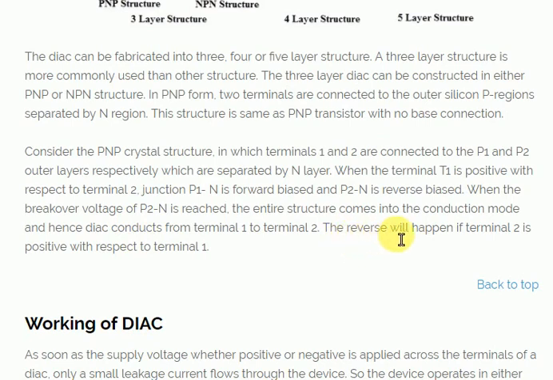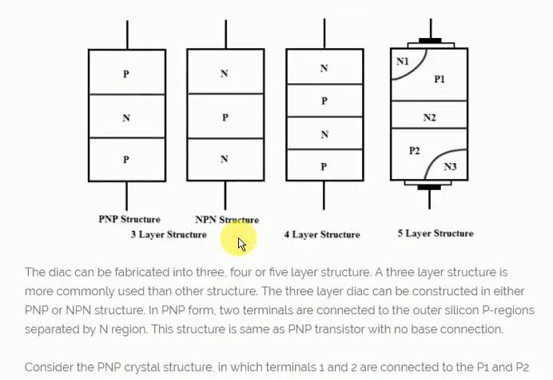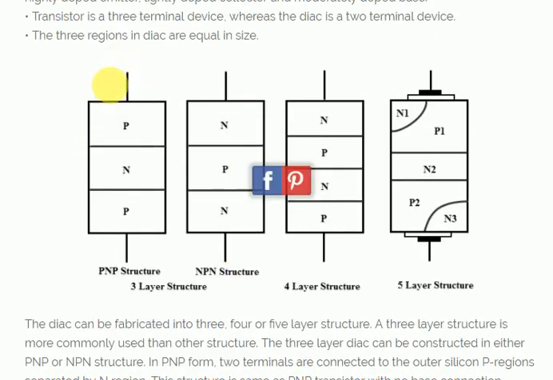Okay, the reverse will happen if terminal 2 is positive with respect to terminal 1, and the reverse will happen if this has a lower voltage than this.